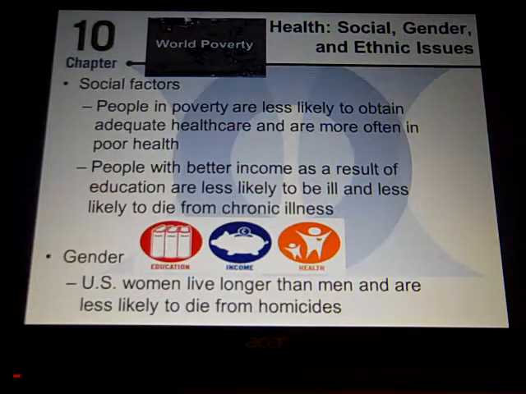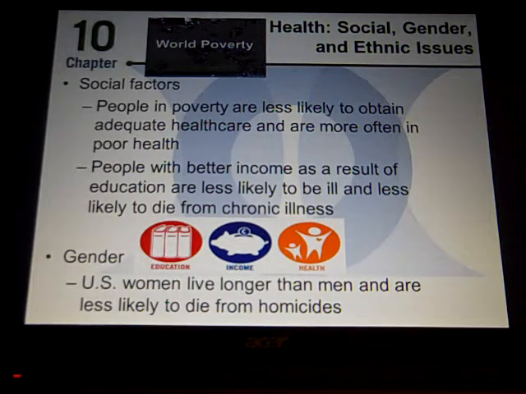Social factors in terms of health. People in poverty are less likely to obtain adequate health care and are more often in poor health. We've talked about that in this class before. People who are at the bottom of the socioeconomic ladder, their parents and themselves as young adults, don't have the access to quality health care that others who are better off do have. And it makes a big difference.